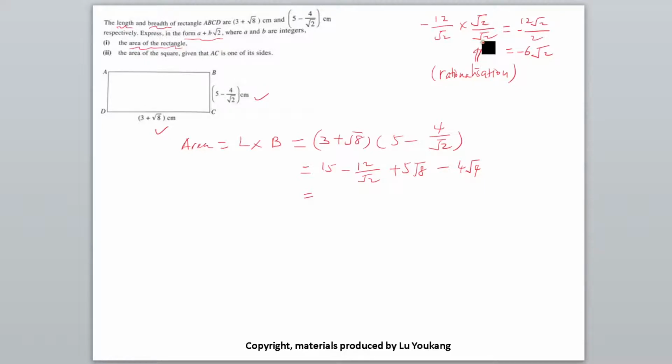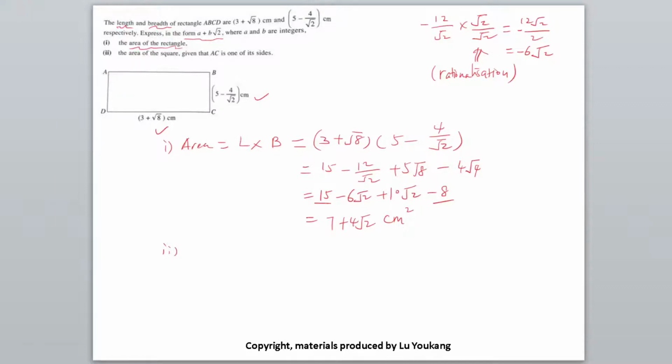So after that, I will just take minus 6 square root 2 and put it below here to replace my minus 12 over square root 2. And you can see I've simplified the equation further, and I'm trying to combine similar terms. 15 minus 8, I get 7, and then I get plus 4 square root 2. So this is the area in the form a plus b square root 2.